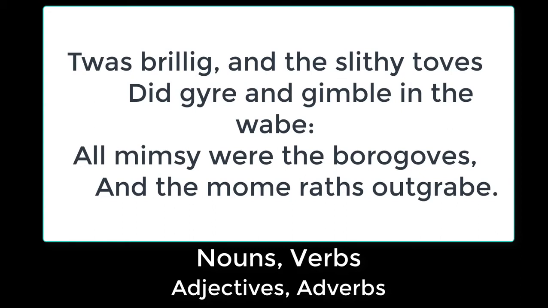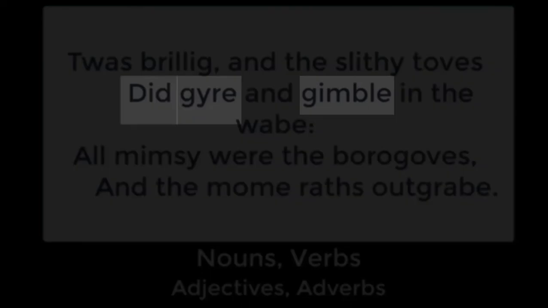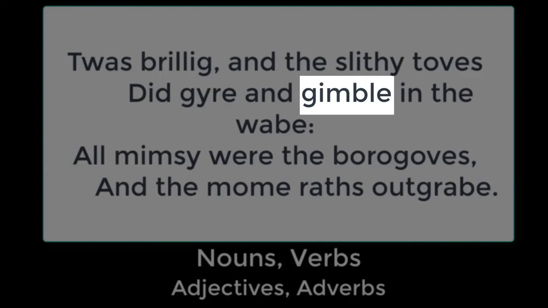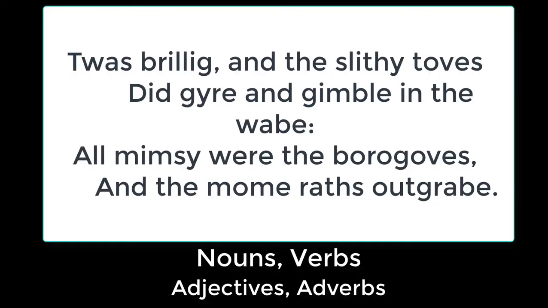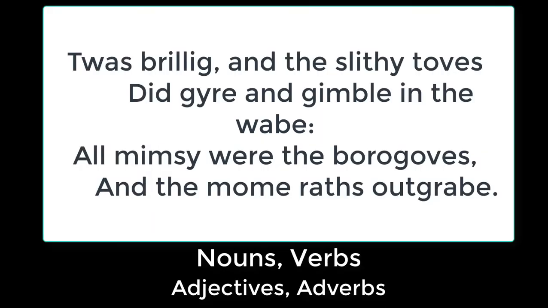The second line, we have a lot of verbs here. We in fact have did, gyre and gimble. So 3 verbs there. Gyre and gimble are completely made up, and did is the past tense of the verb do, which is a very well used verb. 1 noun in there, which is wabe, the wabe, and no descriptive words, just actions and a noun.